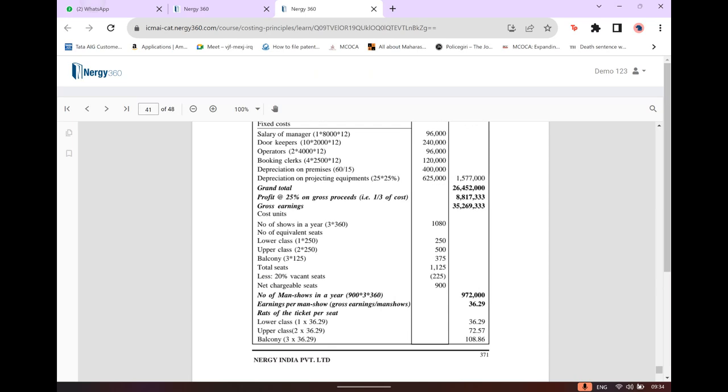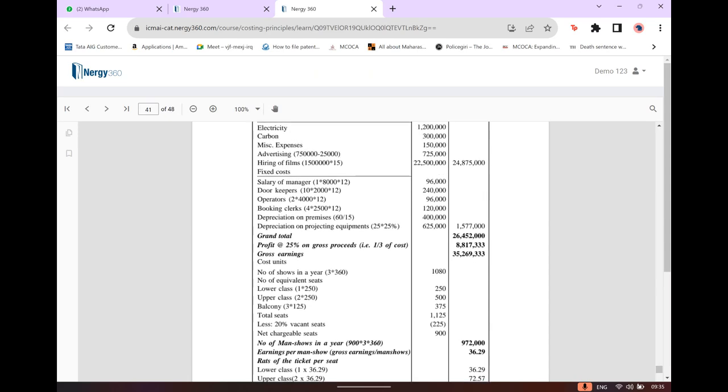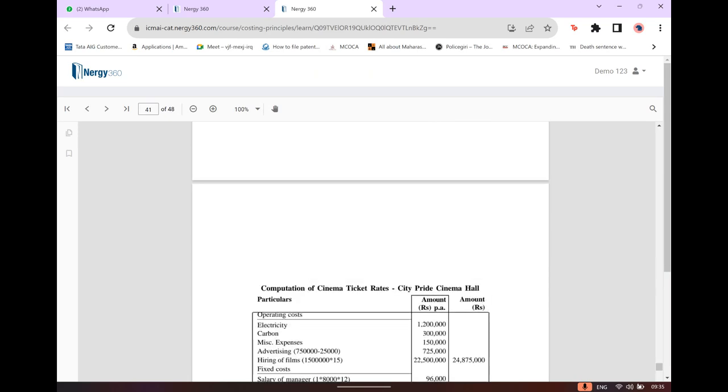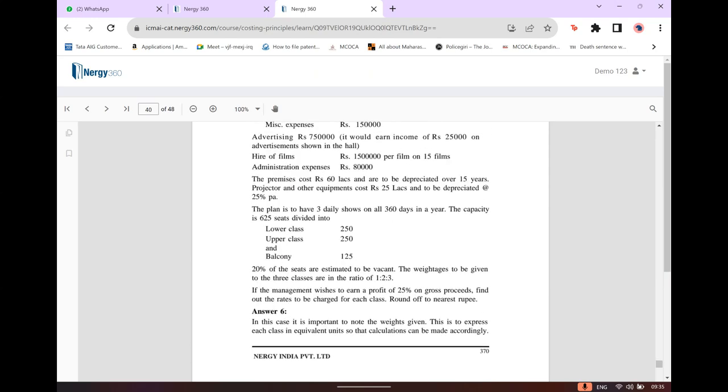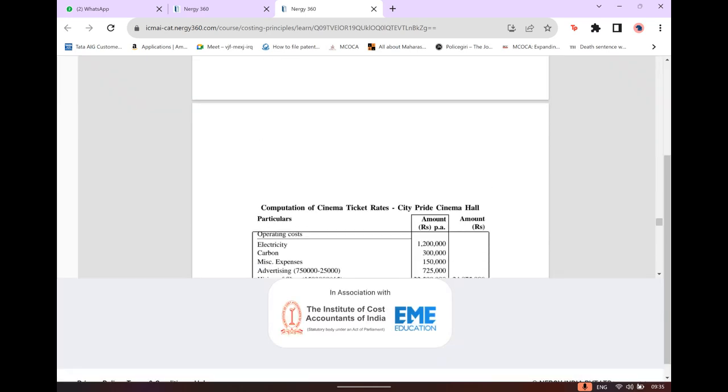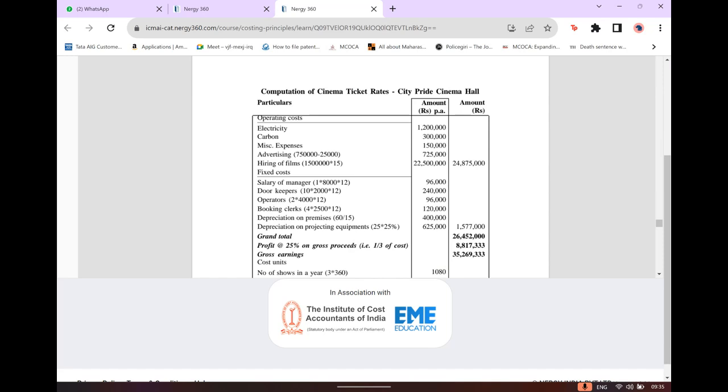So the number of man shows in a year will be 900 into 3 into 360. That is 9,72,000. So earnings per man show will be 36. I think there was some difference in this problem. One of the costs was not included, if I'm not wrong: administrative expenses. After including it, you have to get the price.